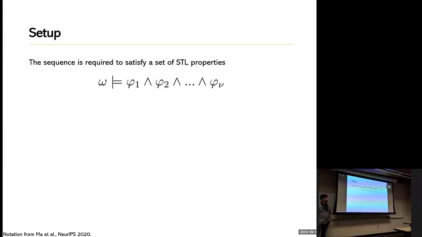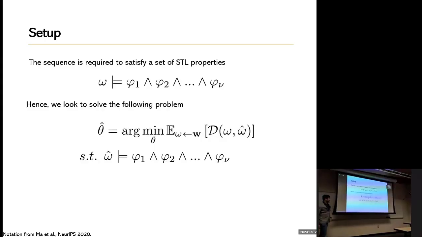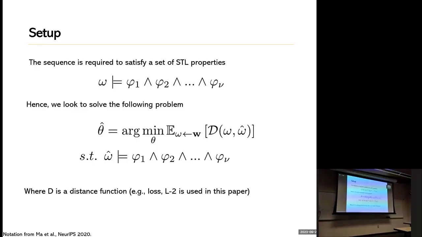So we have some properties that we want to satisfy. These are our temporal logic formulas, and STL is what they use. The idea is you want to find the parameters for the model that minimize loss such that the output of the model satisfies the constraints. They use D as a distance function, part of the loss, L2.